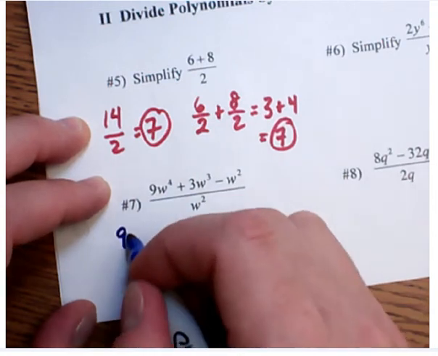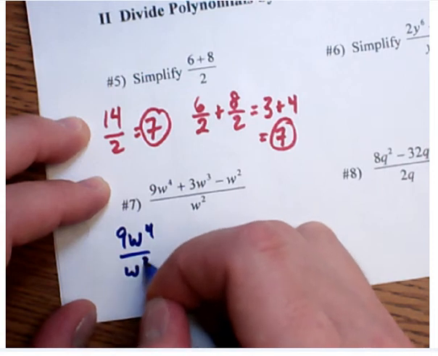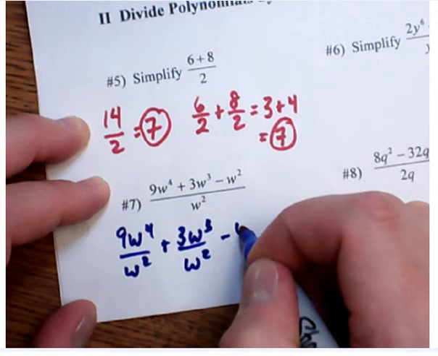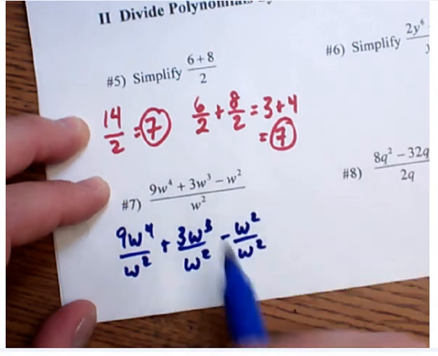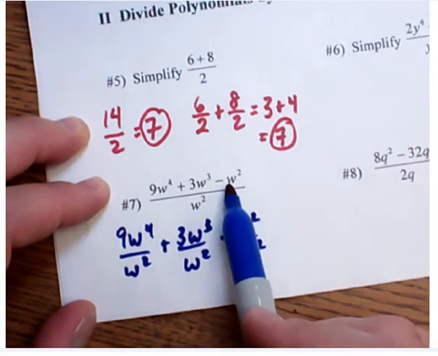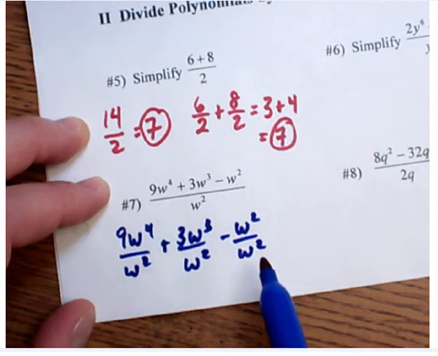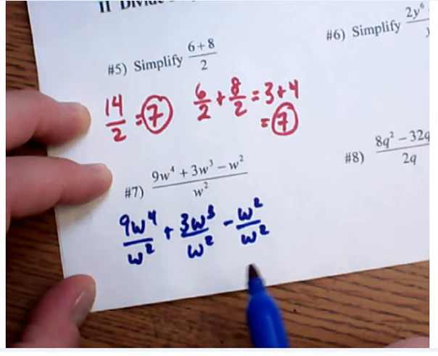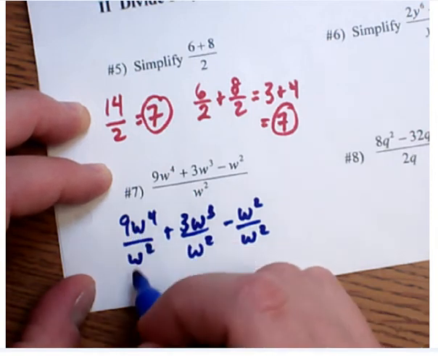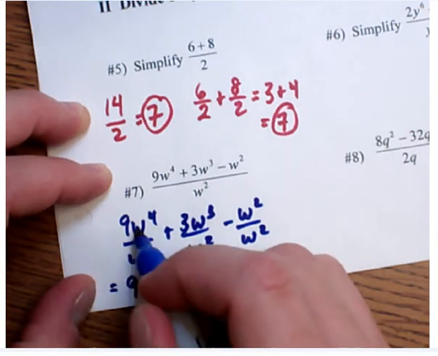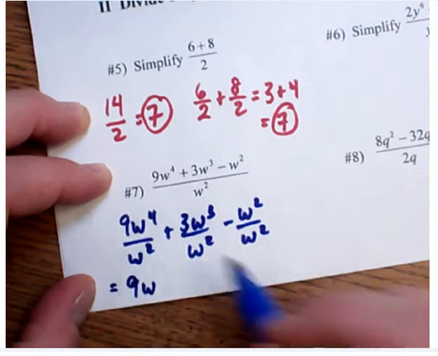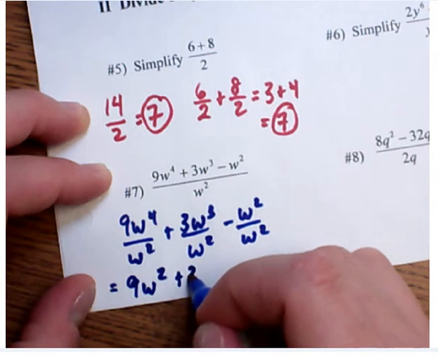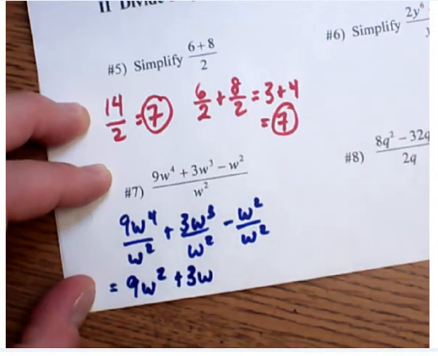I'm going to take each term in the numerator and divide it by the denominator. So each of these gets divided by w squared. And now I just do dividing monomials. When you divide monomials, the 9 is going to stay the same. Keep the base, subtract the exponents. So w to the second. Now this will just be 3w to the first, or 3w.